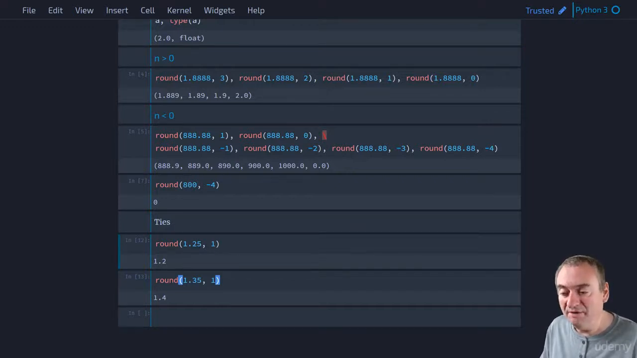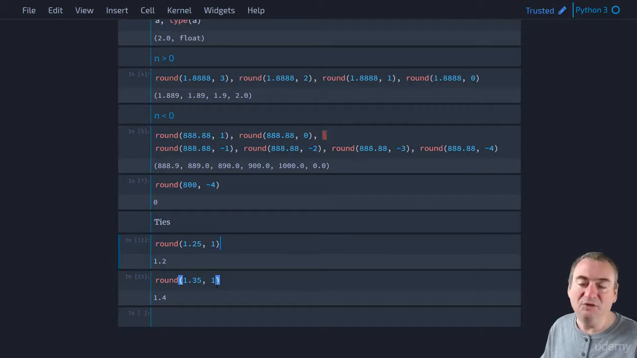So with 1.25 and with a power of 10 to the negative 1, in other words, the closest multiple of 0.1, well, we have either 1.2 or 1.3. So 1.2 has an even least significant digit, and 1.3 has an odd least significant digit. So we're going to pick 1.2. However, in the case of 1.35, which is between 1.3 and 1.4, it's equidistant between the two, and 1.4 has an even least significant digit. So we're going to pick 1.4.